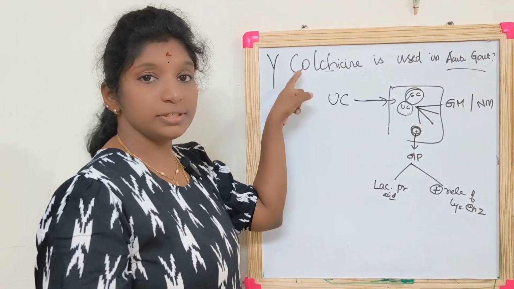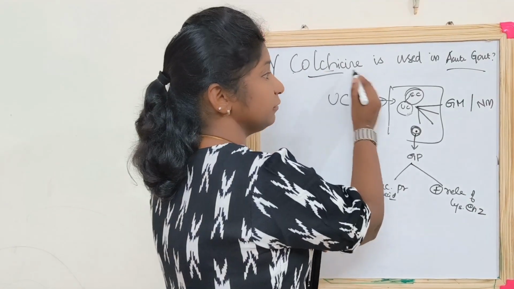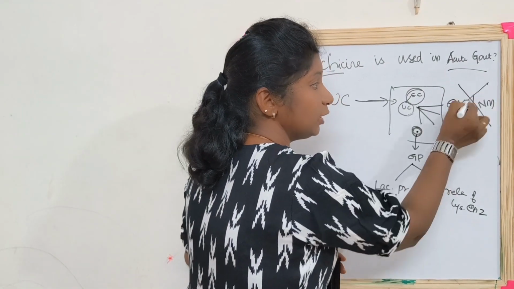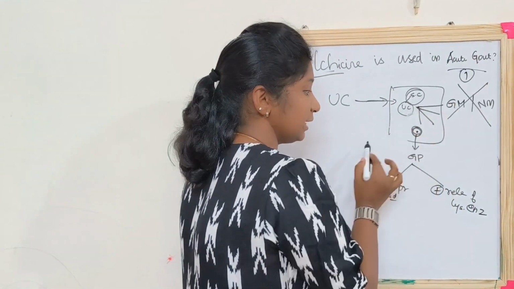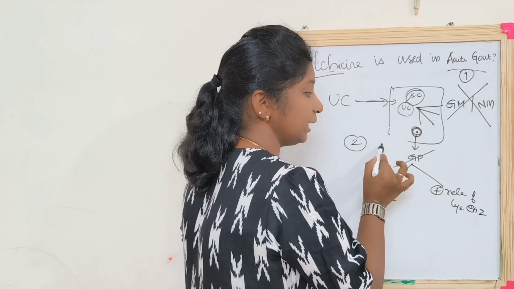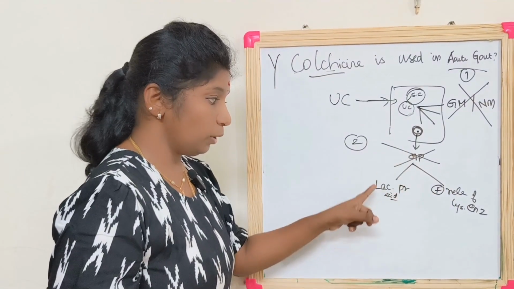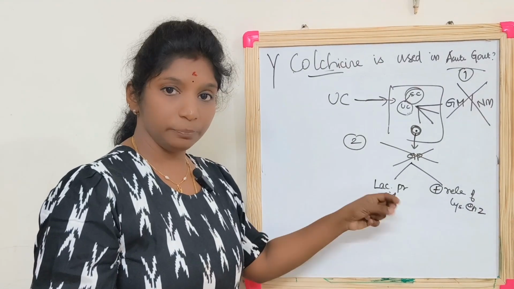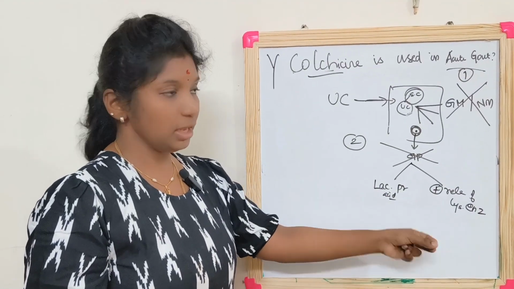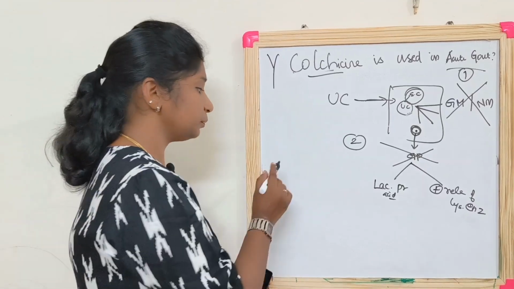Now if we give colchicine, what happens? Colchicine will go and inhibit this granulocyte migration or neutrophil migration, the first mechanism. Second mechanism, it will inhibit this glycoprotein production. So no lactic acid production occurs, and no release of lysosomal enzyme. So there is no inflammation of the joints. So this is the second mechanism.